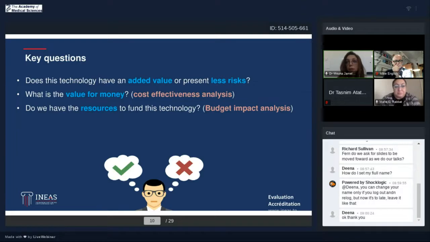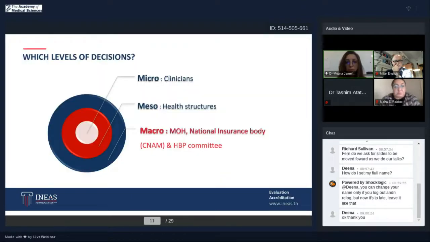And this kind of question is informed by cost effectiveness analysis. And the other very important question: do we have the resources to fund this technology? It is typically the kind of question which is informed by budget impact analysis.